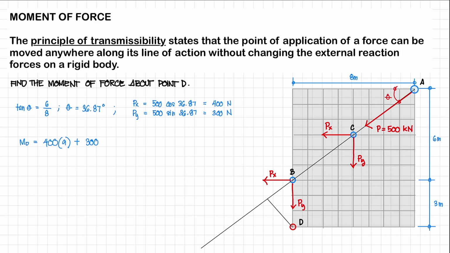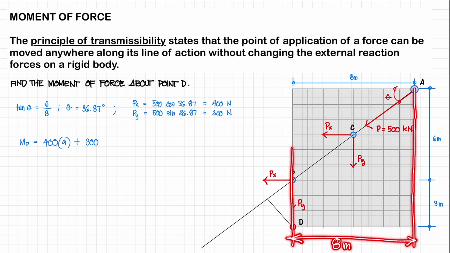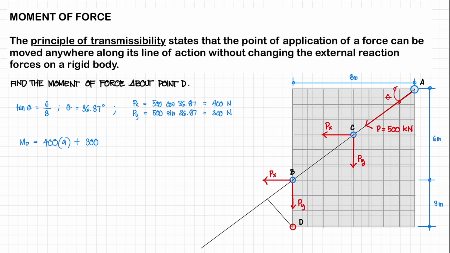And then the perpendicular distance is going to be this distance, and that is 8 meters. So we're going to multiply this by 8 meters. All right? And the whole thing is going to be equal to, so we have 1,200 Newton meter.